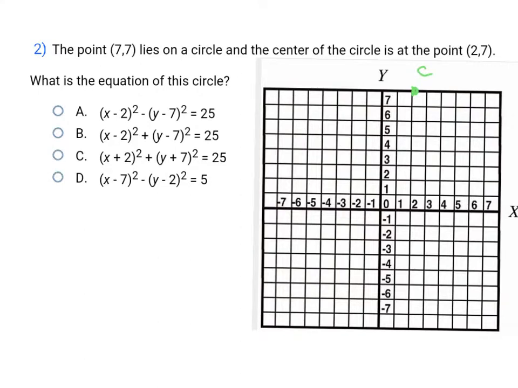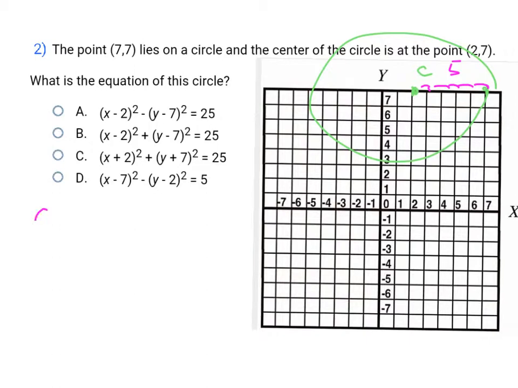This problem has a circle with the center at (2, 7), which is right here. That's my center. It also has a point at (7, 7), so that's on the outside of the circle. So my circle looks something like that. It's a pretty rough circle, but we just use these 2 points to see how long that radius is. My radius is going to be 1, 2, 3, 4, 5. And so my radius is 5 units long.